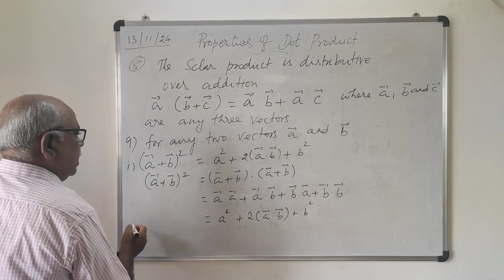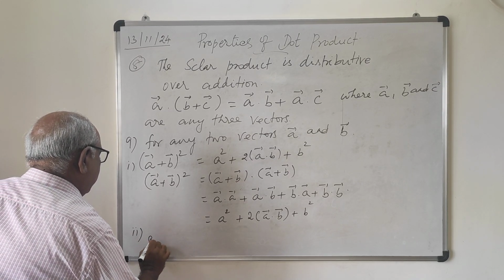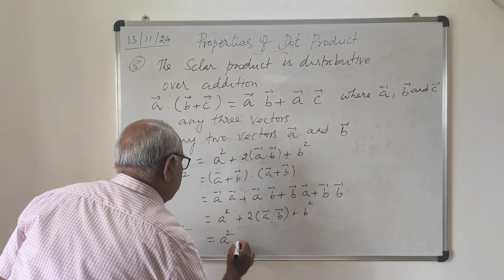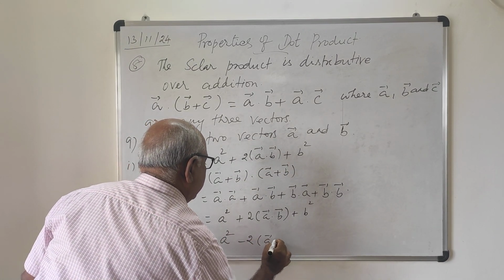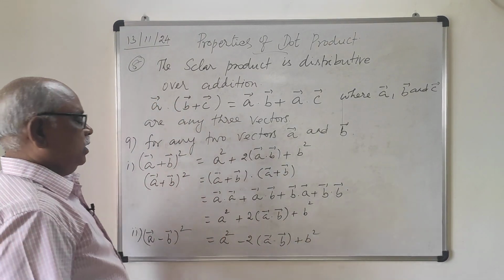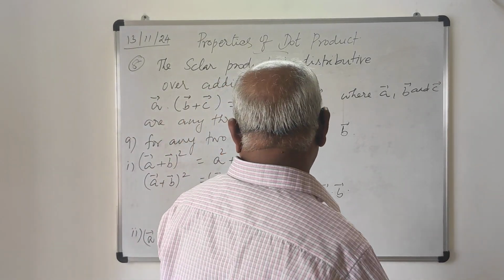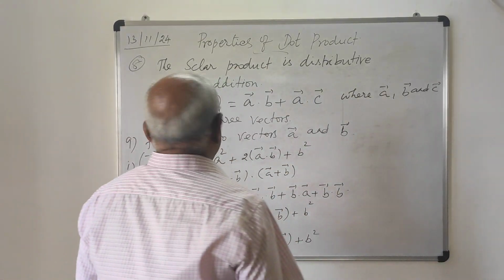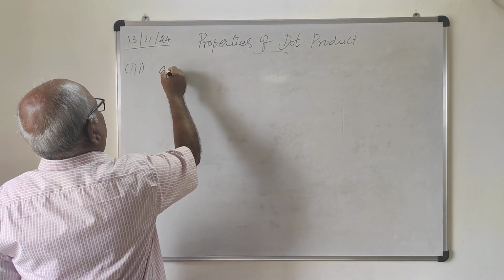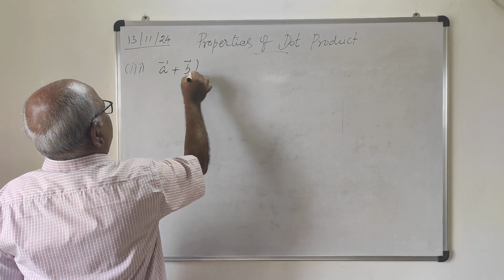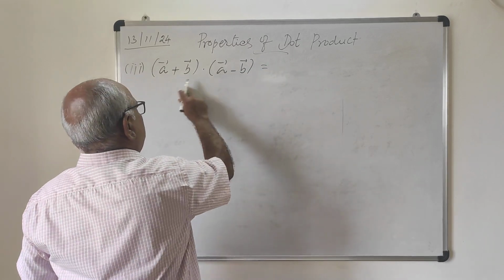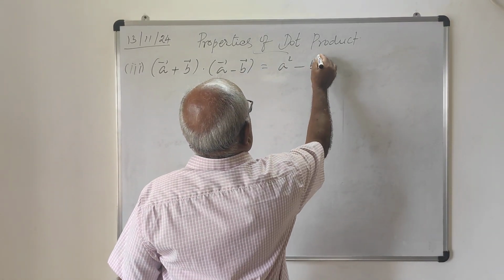Similarly, I can write another result. (A vector minus b vector) the whole square is a vector square minus 2 into a dot b plus b vector square, as in the case of algebraic results. (A vector minus b vector) whole square equal to a square minus 2 into a dot b plus b square. Okay? The next result is (a vector plus b vector) dot (a vector minus b vector). This is again by distributive law, it is a square minus b square.